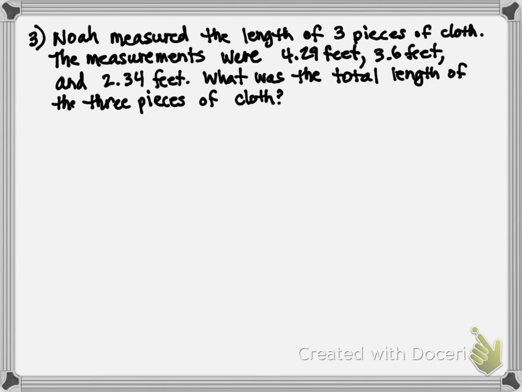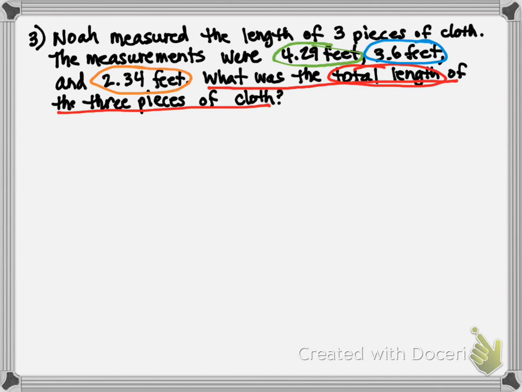Okay, so we got this kid. He's got 3 pieces of cloth. They tell us what they each measure. And the question, the big question is, what was the total length of the 3 pieces of cloth. Okay, so let's see what we got. We've got 4.29 feet, we've got 3.6 feet, and we've got 2.34 feet.